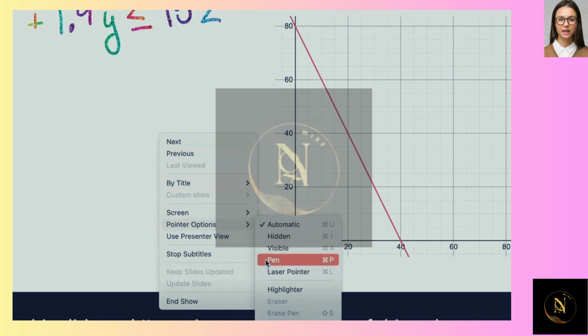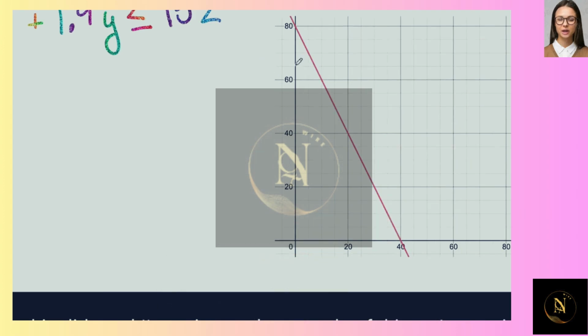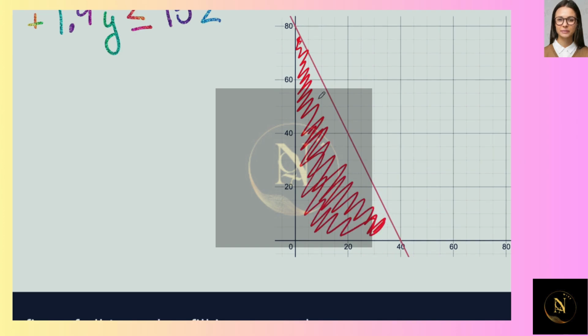Let me just get my pointer. So first of all, I need to fill in my graph because it wanted me to graph this as an inequality. It says graph your answer as an inequality. And it says graph the number of each that can be produced in 1 week. So remember, my y-axis is the number of fans, and my x-axis is the number of air conditioners.